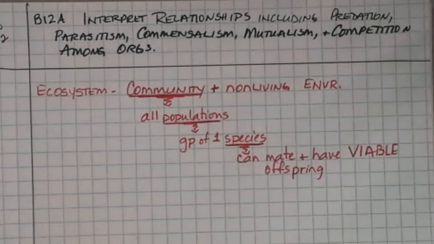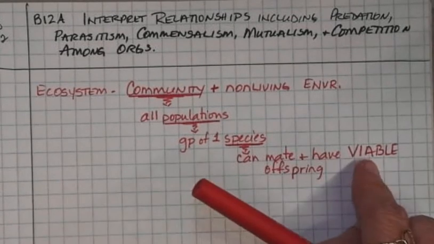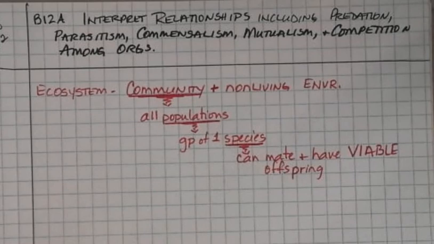Let me give you an example that's non-viable. You can mate a horse and a donkey, and that's how you get mules. Mules are sterile. They can't have offspring. So the only way you're going to get another mule is to mate another donkey and a horse. So when we say species can mate and have viable offspring, it means they have to be normal, healthy organisms, not sterile, not something weird.